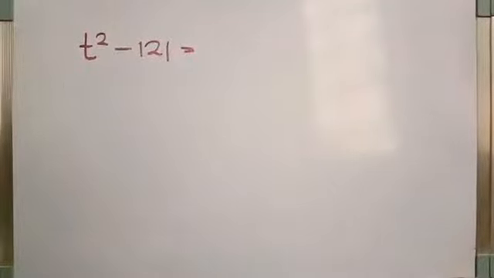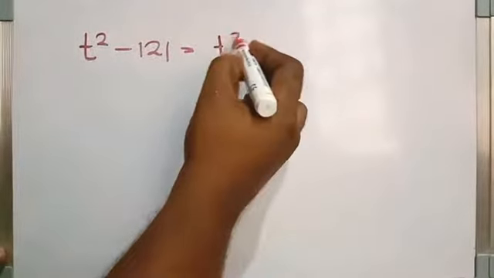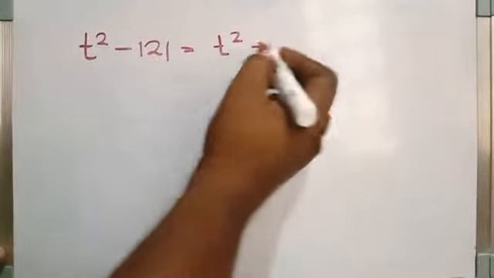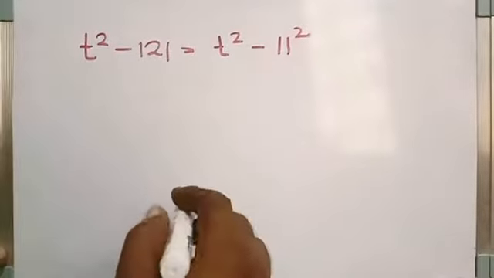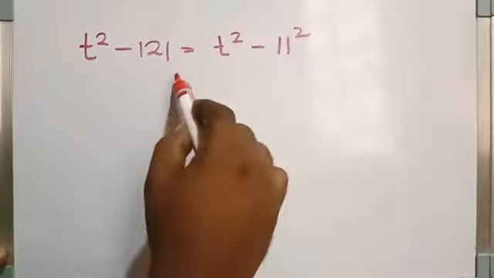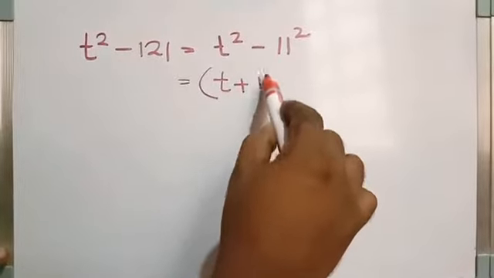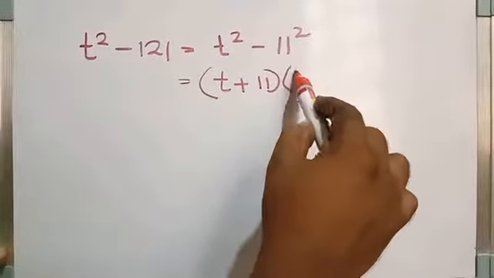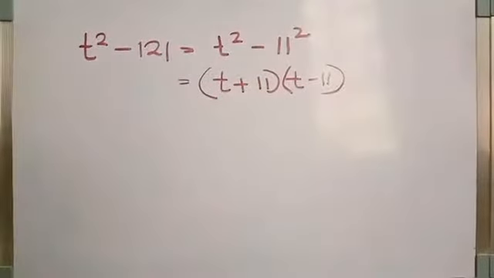Next one is t squared minus 121. You know, 121 is the square of 11. So it looks like a squared minus b squared, which is a plus b, that is t plus 11, into a minus b, which is t minus 11. That's the answer.